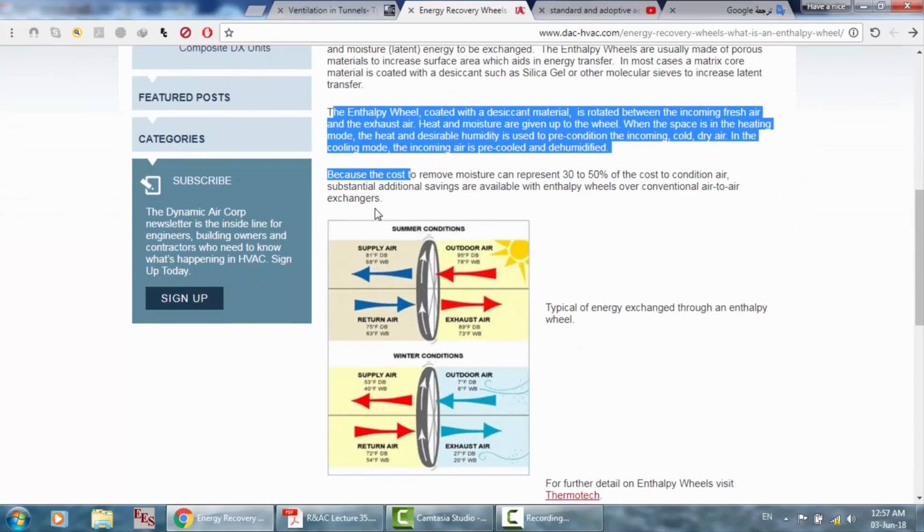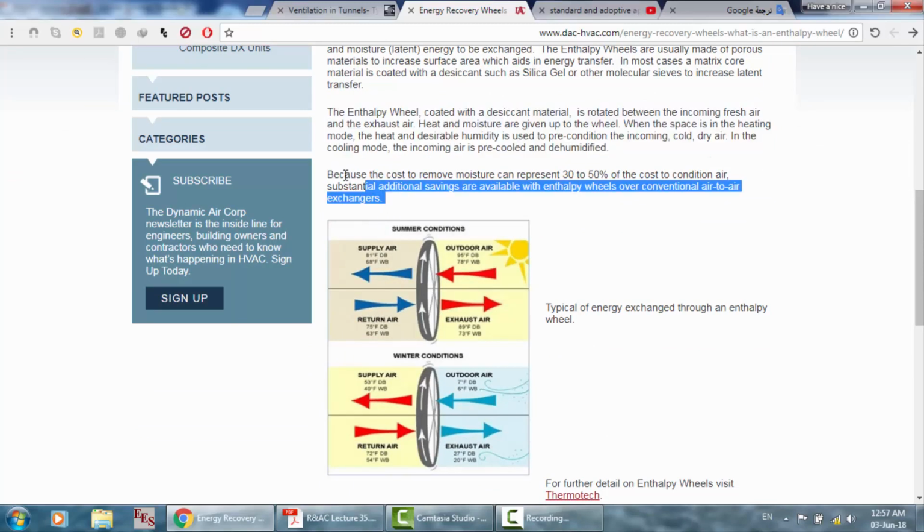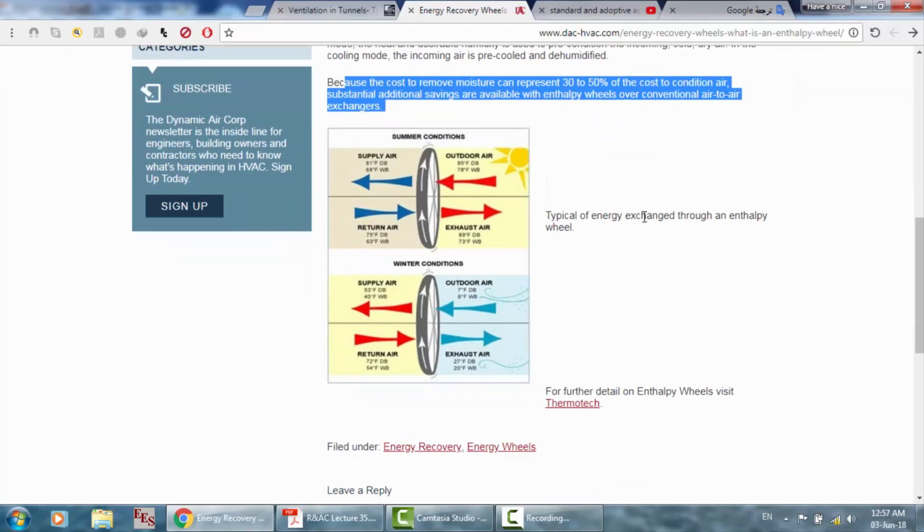The cost to remove moisture can represent 30 to 50% of the cost to condition air. Substantial additional savings are available with enthalpy wheels over conventional air-to-air exchangers. So we have here a typical energy exchange through an enthalpy wheel.